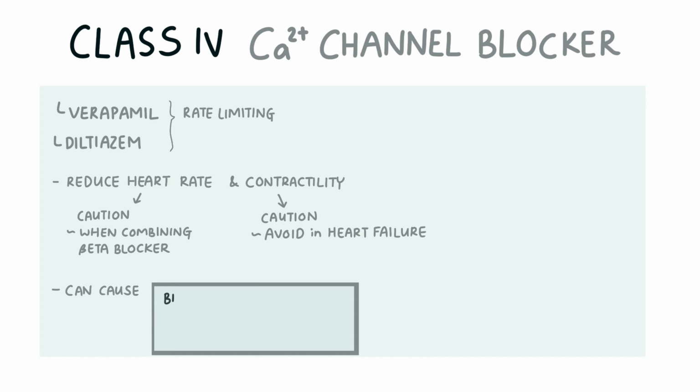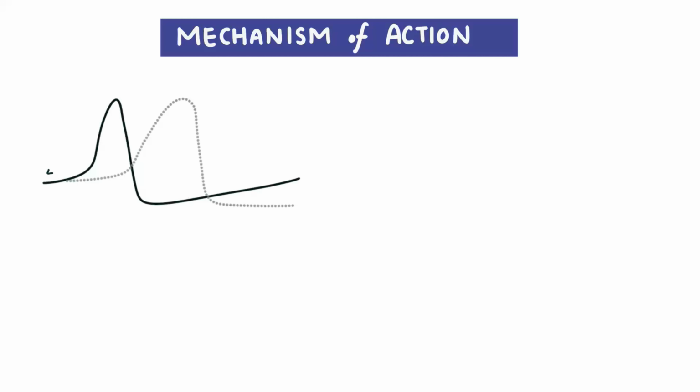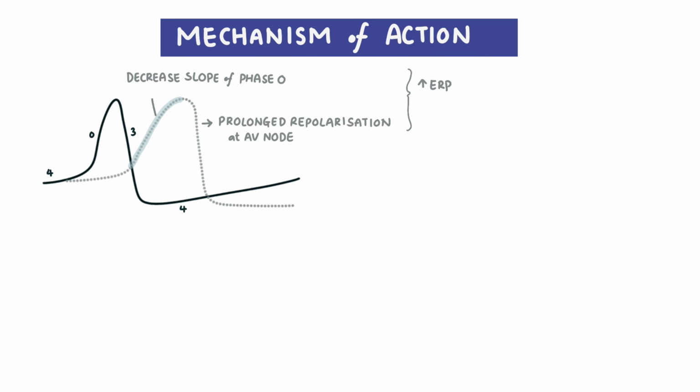Class 4 drugs can commonly cause bradycardia, hypotension due to vasodilation, and constipation, which is a frequent and bothersome side effect, especially with verapamil. Class 4 drugs work by targeting L-type calcium channels found in the sinoatrial node and the atrioventricular node. It decreases the slope of phase 0. It also causes a prolonged repolarization at the AV node. As a result, it increases the effective refractory period. This also increases the PR interval on an ECG. This corresponds to the delay of conduction of electrical signal from atria to ventricles.